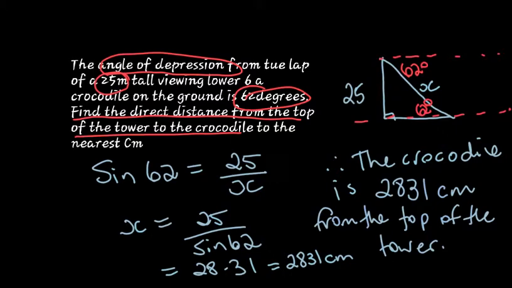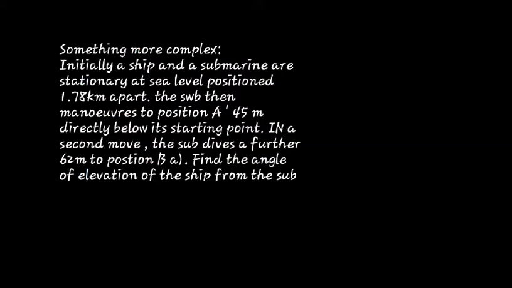Okay, let's have a look at the next one. Okay, this one's a little bit more complex. Initially, a ship and a submarine are stationary at sea level, positioned 1.78 kilometres apart. The sub then manoeuvres to position A, 45 metres directly below its starting point.